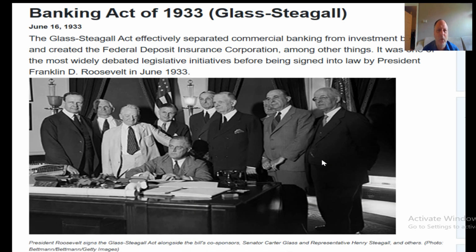Here we show FDR signing the Glass-Steagall Act in '33, which split up investment and commercial banking, and did lead to more stability in the banking system, although probably the best approach would have just been to get rid of the central bank again and go back to a gold standard.